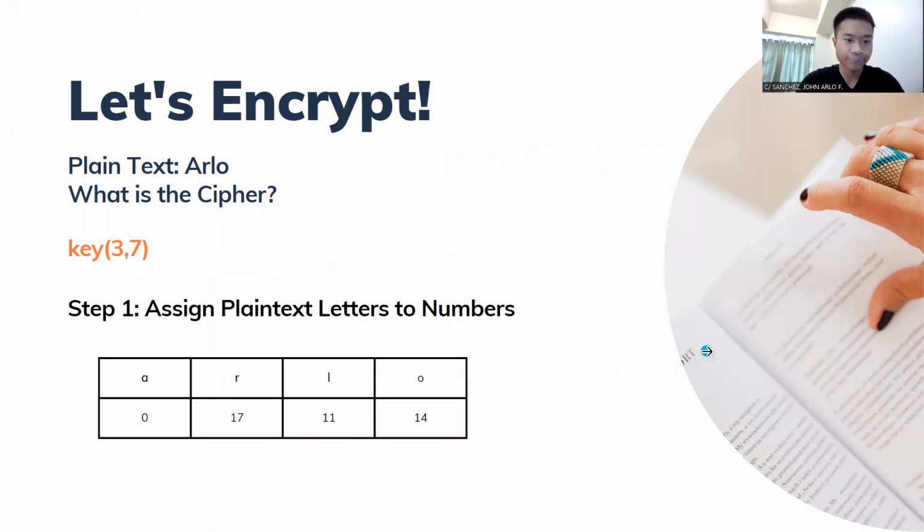So step 1: always assign plain text letters to numbers first, because when you have the plain text converted to numbers, you can convert it to the numbers of the cipher. First, remember, A is equal to 0. Since R is the 18th letter of the alphabet, you subtract 1 and you get 17. You do the same thing with L, and you do the same thing with O.